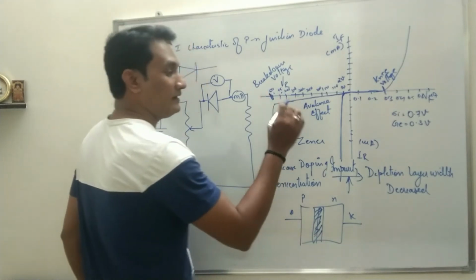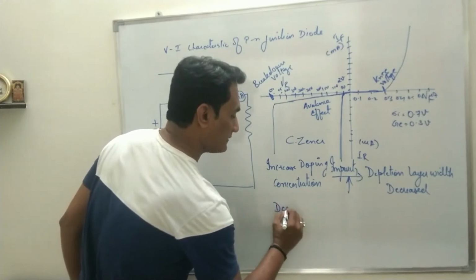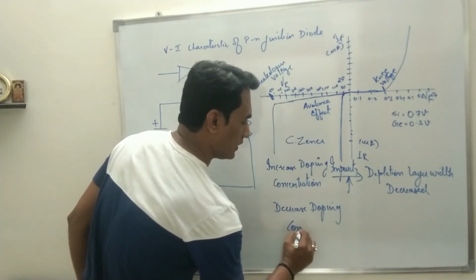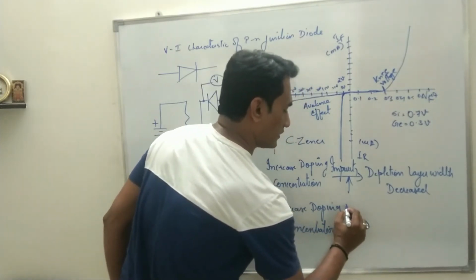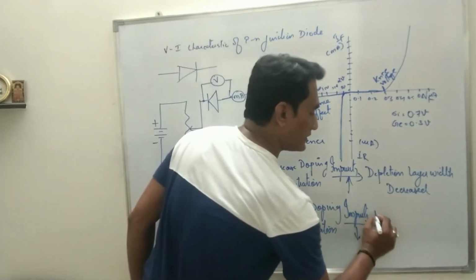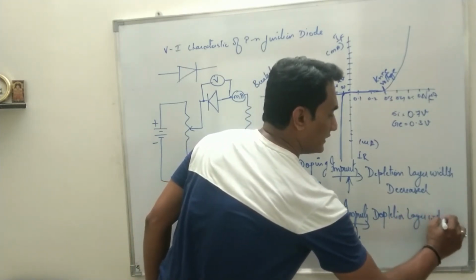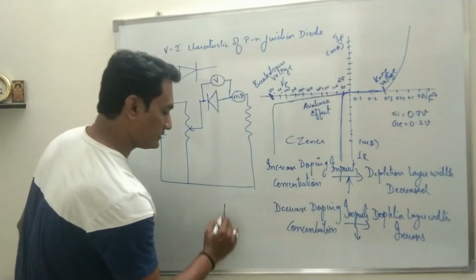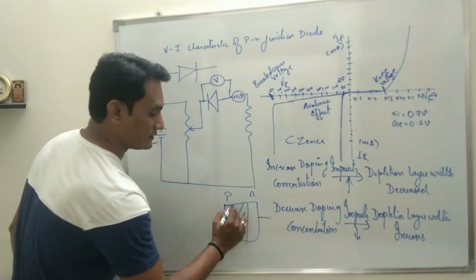And if you decrease the doping concentration, that means if you decrease the impurity which you add, the depletion layer width increases. What does that mean? That means the depletion layer will be larger now. This is P, this is N, this is the depletion layer width.